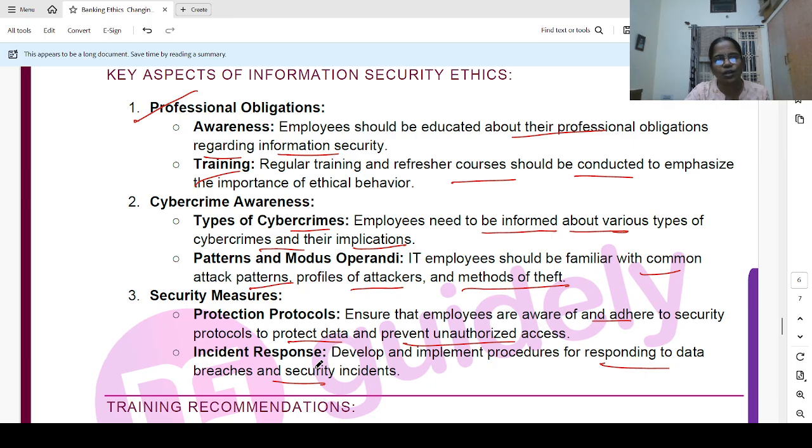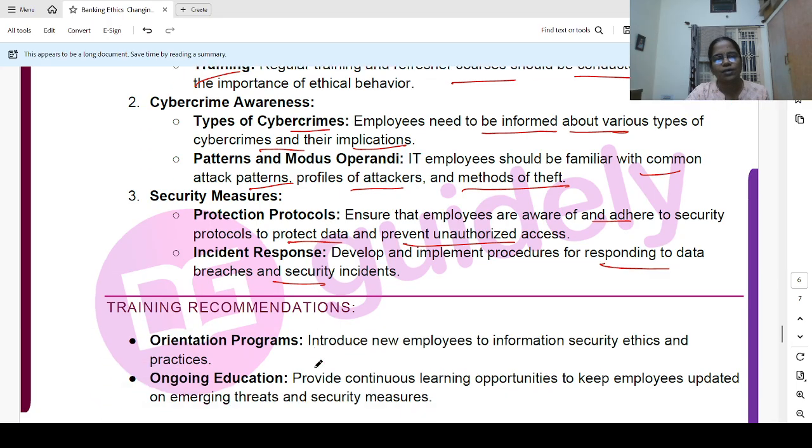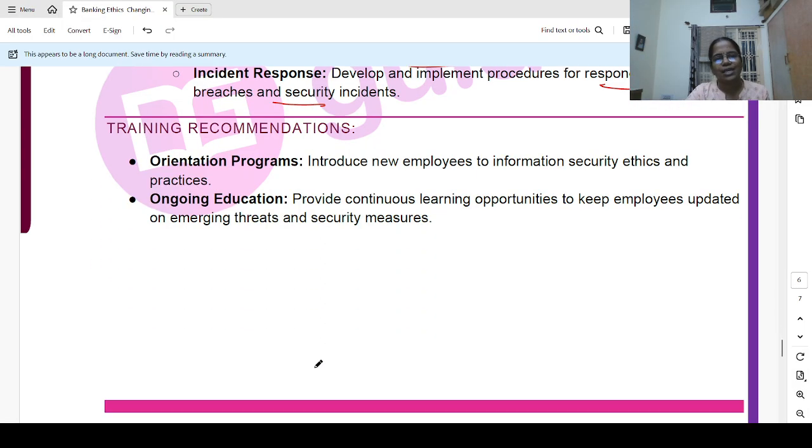One is professional obligations. Cybercrime awareness should be created among the employees and they have to be told about the security measures. So what is the training recommendation? That is an orientation program. When new employees have joined, orientation should be given to them about security ethics and practices. Also provide ongoing education, which is continuous learning opportunities. Always keep the employees updated about emerging threats and security measures.